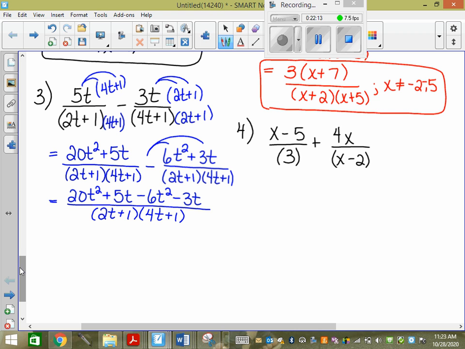Collect like terms. 20t squared minus 6t squared is 14t squared. Plus 5t minus 3t plus 2t. Over 2t plus 1, 4t plus 1. So we literally did get common denominator, write over one denominator, collect like terms.